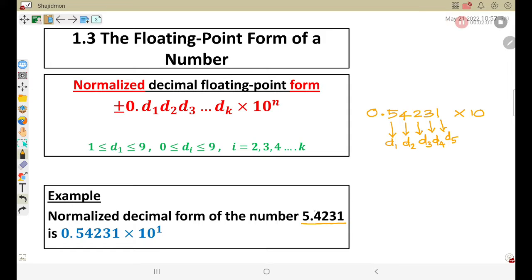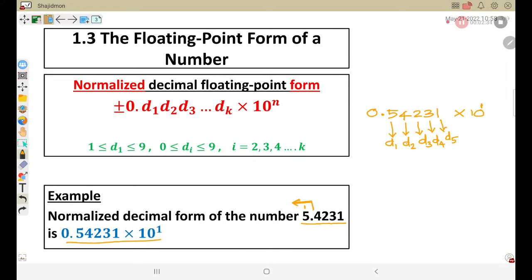So in this example, just check how many numbers there are before the point. We have only one number before the point, so we can write multiply 10 power 1. That is, 10 power the count of numbers before the point. So this is the normalized decimal form of that number: 0.54231 multiply 10 power 1.